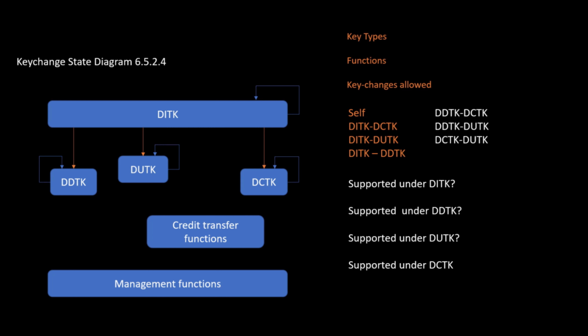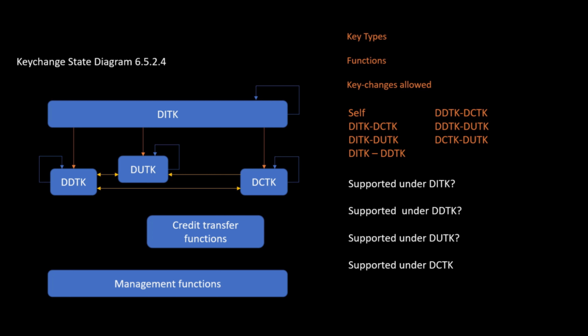Those are all allowed. Then you can go from a default key to a common transfer key and back the other way, common transfer key to a default key. You can go from a DD to a DU, and you can also go from a DU to DD. Then if you have a look at this one, you can go from a DCTK to a DUTK, but you cannot go from a DUTK to a DCTK. Okay.